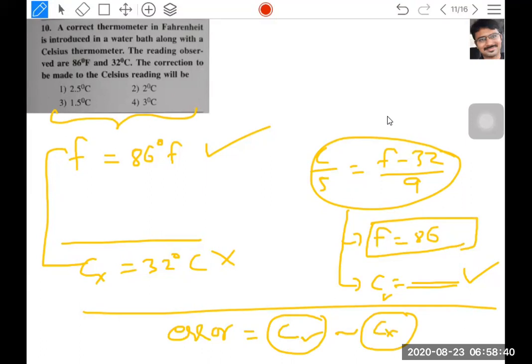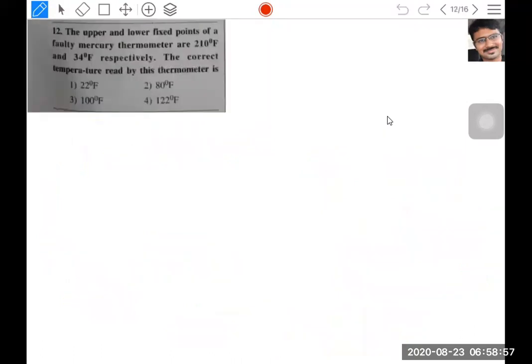This is the wrong value, we already know. By taking the correct value of F, which they already told us is correct, we got the C correct value. So C correct minus C wrong will give the answer for the error. That is the 11th problem. I hope you are clear till here.